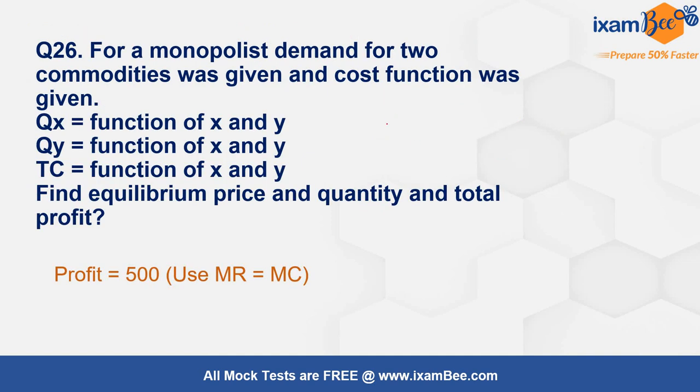Next question is that for a monopolist, demand for 2 commodities was given and cost function was also given, and these were given in terms of x and y. So you have to find out the equilibrium price and quantity and total profit. So again, since it's a monopolist, use the MR equals MC condition, and then you could easily find the equilibrium price and quantity and the total profit.